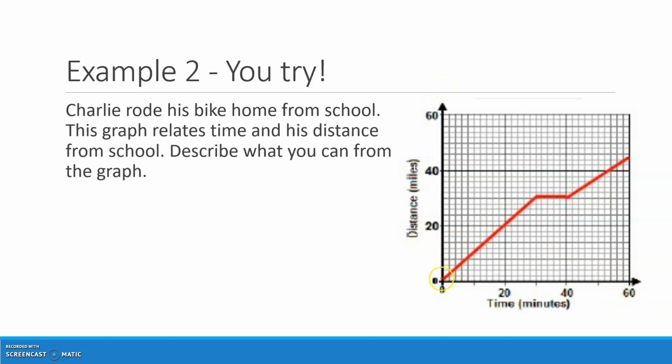So what I would say happened here is that Charlie left school and rode at a constant rate for, if we look at this, looks like it was about 30 minutes. So he rode at a constant rate for 30 minutes. I would expect you to write full sentences. I'm just jotting some notes so that you've got them, 30 minutes. And then his distance from school right here didn't change. So what that tells me is that he rested or stopped, one or the other. And it looks like he stopped for about 10 minutes.